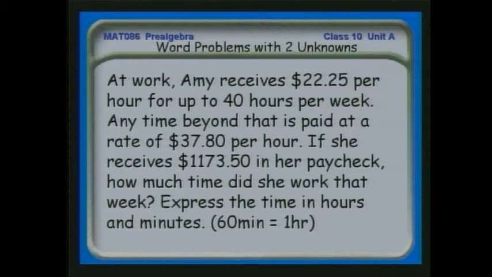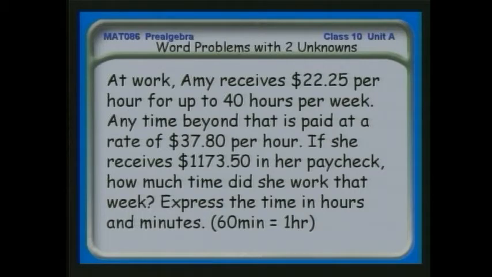Amy receives $22.25 an hour for up to 40 hours per week, her regular salary, and then overtime is paid at $37.80 an hour. We're given how much she receives in her paycheck, $1,173.50, and we'd like to know how much time she worked that week.